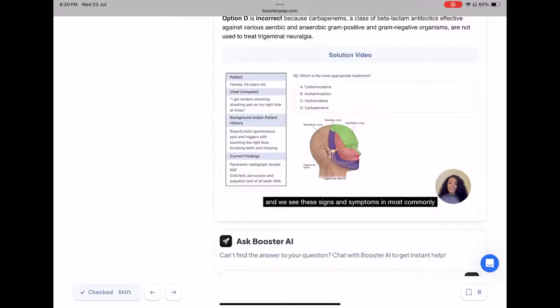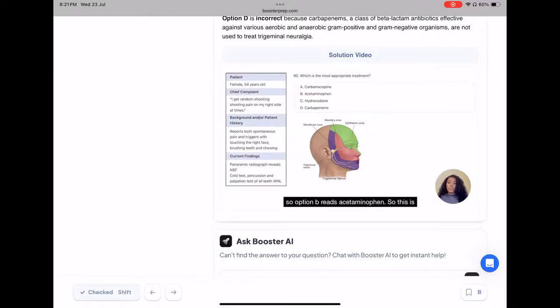We see these signs and symptoms most commonly in women over the age of 50, just like our patient, who has trigeminal neuralgia. In this condition, it usually affects one side of the face. Patients experience and complain of very similar pain when they're eating, drinking, talking, or even if something as simple as wind blows on their face.